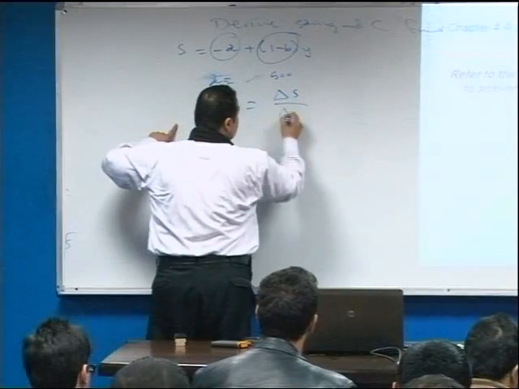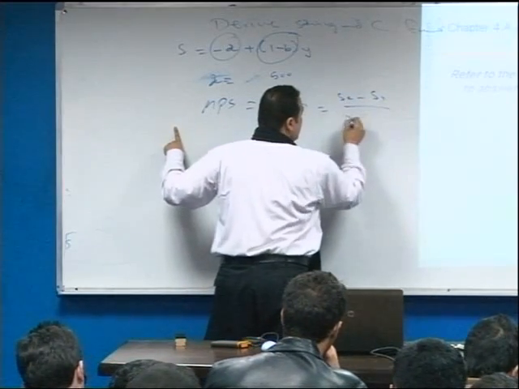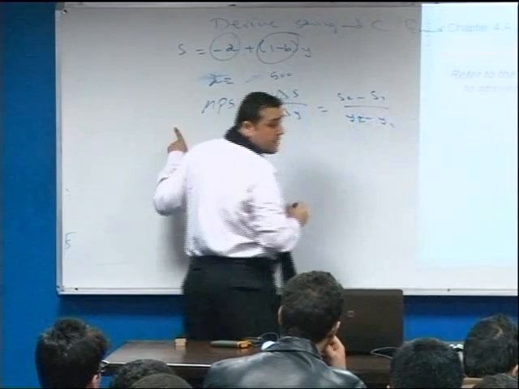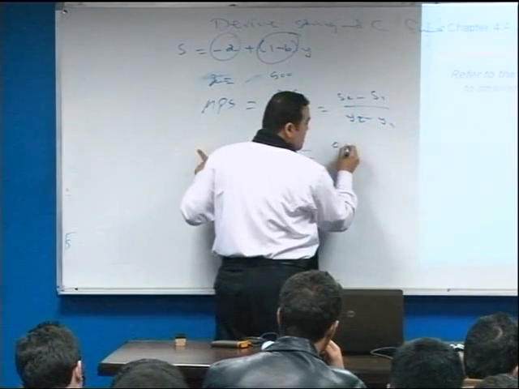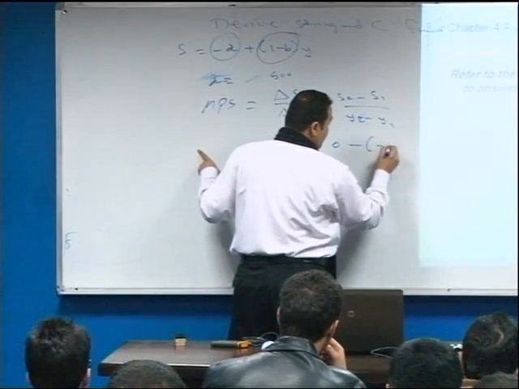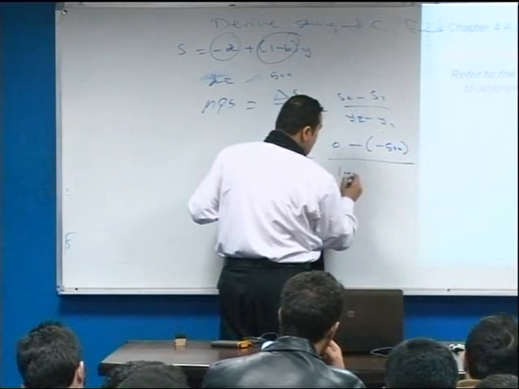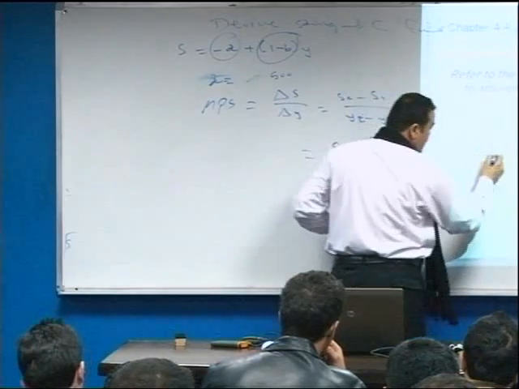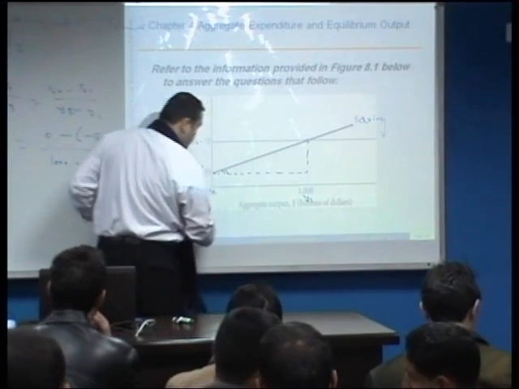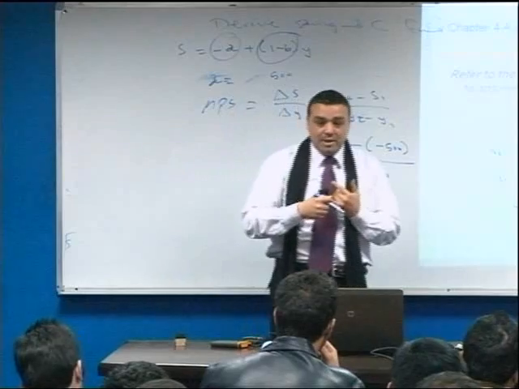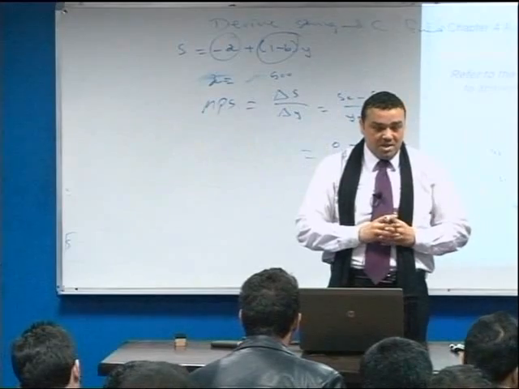MPS equals delta S over delta Y, which is S2 minus S1 over Y2 minus Y1, right? So, 0 minus 500 over 1000 minus 0, because this is S2 and S1, Y2 and Y1. We want to calculate the marginal propensity to save and derive the saving function.